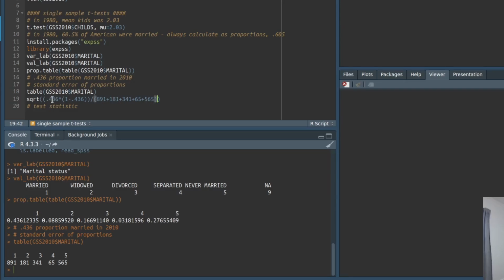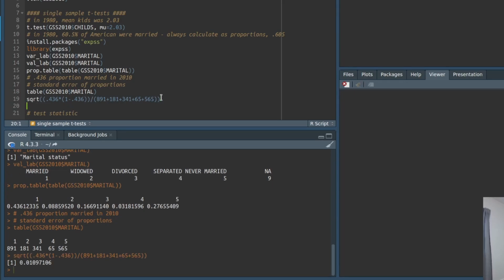So this is P sub s multiplied by Q sub s, which is everybody else, divided by the sample size. And I have to take the square root of that, and that is going to give me my standard error of proportions. So this is also S sub P sub S, S PS, it's fine, is equal to 0.01097. So that's the first step. That's telling me my standard error of proportions.